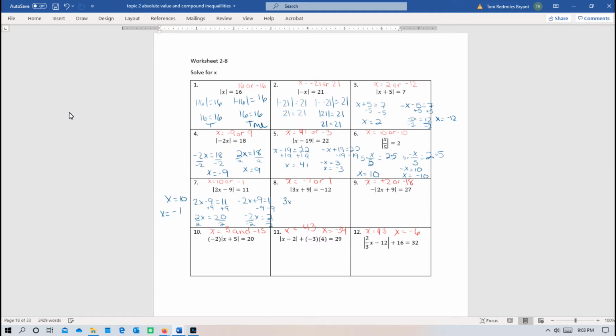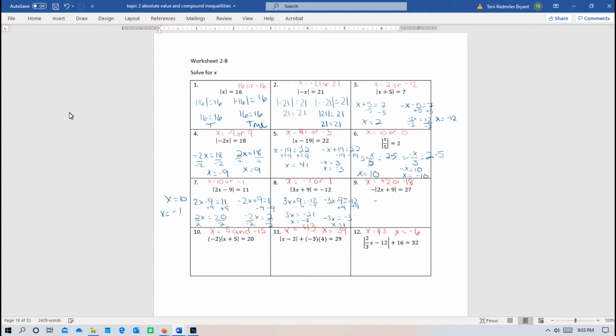Same song and dance. I'm going to do 3x plus 9 equals a negative 12. And I'm going to do a negative 3x minus 9 equals a negative 12. The opposite of what's in the absolute value. Subtract 9 on both sides, and I'm going to get 3x equals a negative 21. So x is going to be a negative 7. That's one of our choices. Over here, I'm going to add it to both sides, which is going to give me a negative 3. And when I divide that out, the other possibility is x is 1.